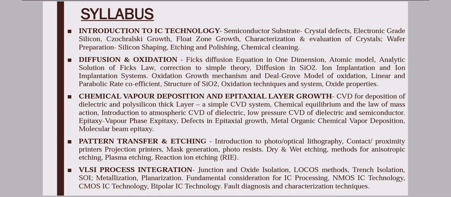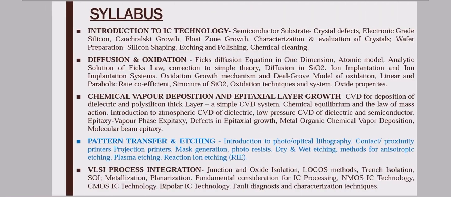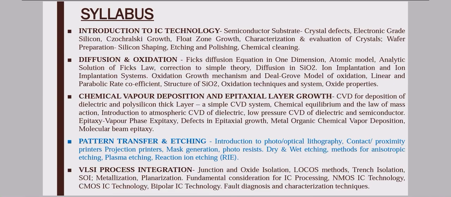So this is the syllabus of RTU for your 8th semester IC technology subject. Starting three units, we have already covered some part of the third unit, and this fourth unit we are going to discuss. This is pattern transfer and etching process. It includes the following contents: introduction to optical photolithography, contact and proximity printers, mask generation, what are photoresists, and finally etching, dry and wet etching. Different types of etching we'll use.